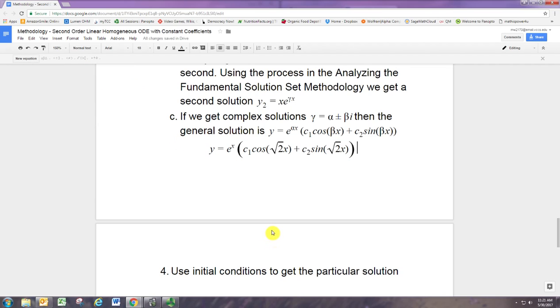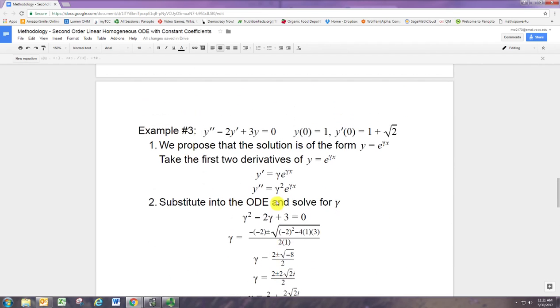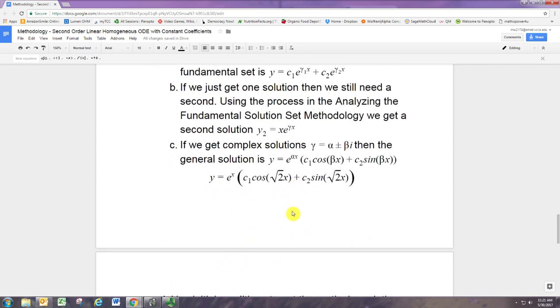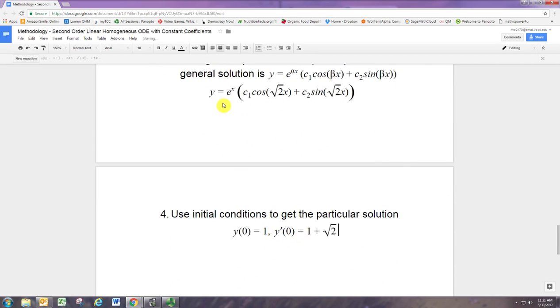We figure out C1 and C2 the same way we did before, using the initial conditions. So let's go back to our initial conditions. And using the fact that when x is 0, y is 1, e to the 0 is 1, so that goes away. And cosine of 0 is 1. And sine of 0 is 0. So this actually tells you what C1 is. It tells you that C1 is 1. So we know there's a 1 there.